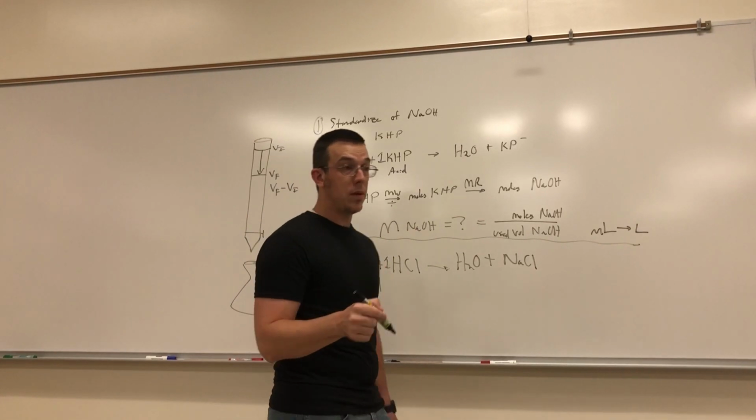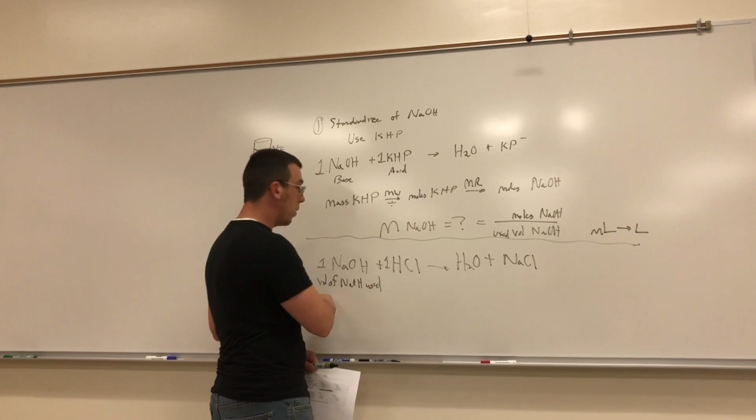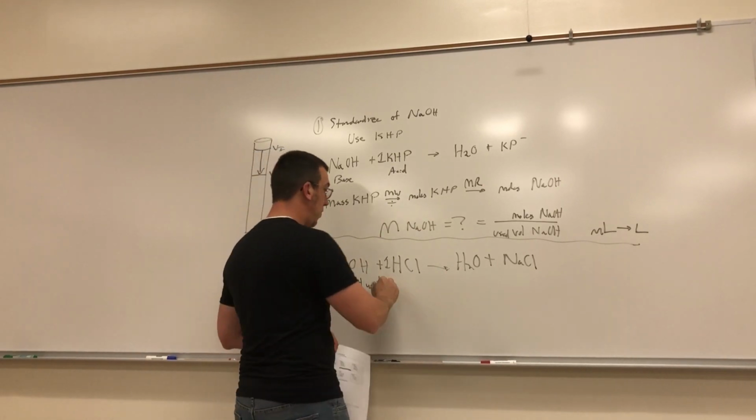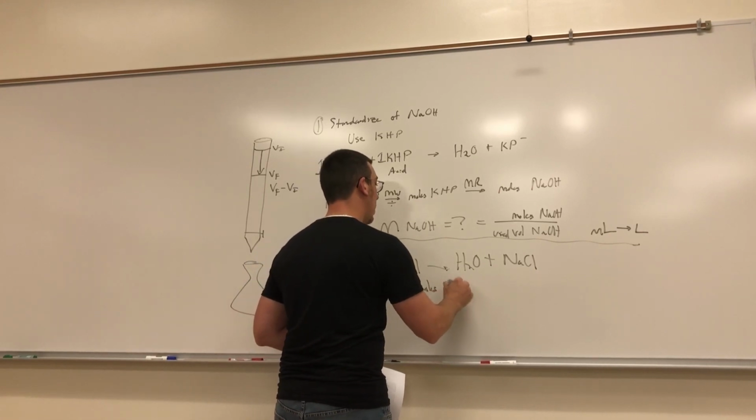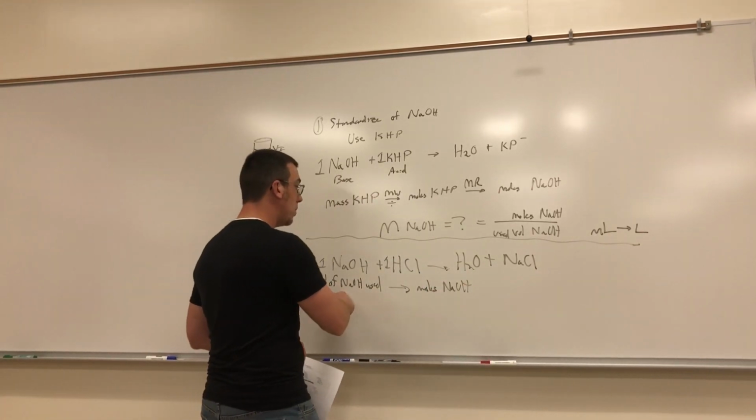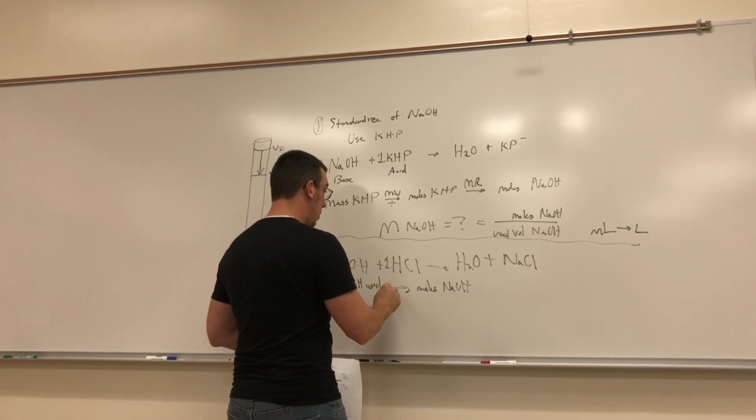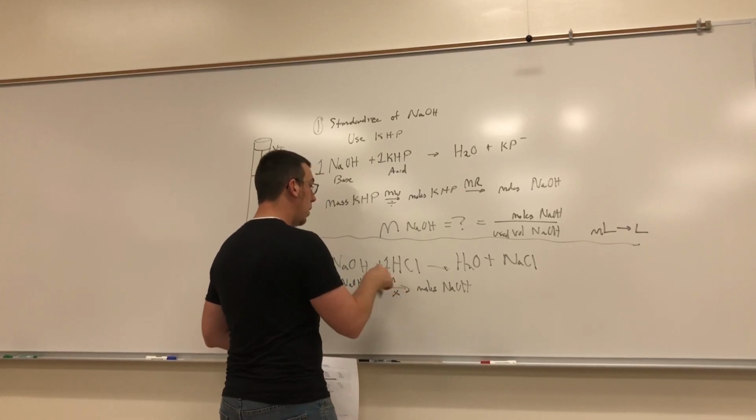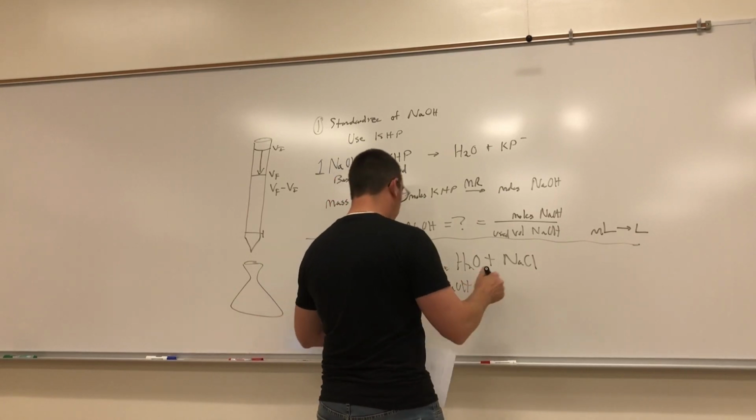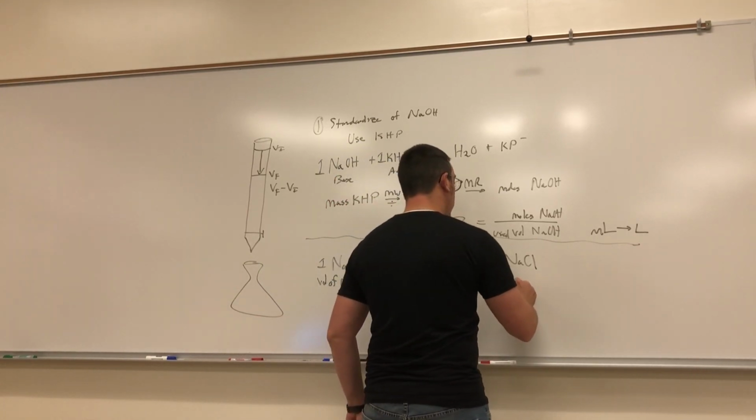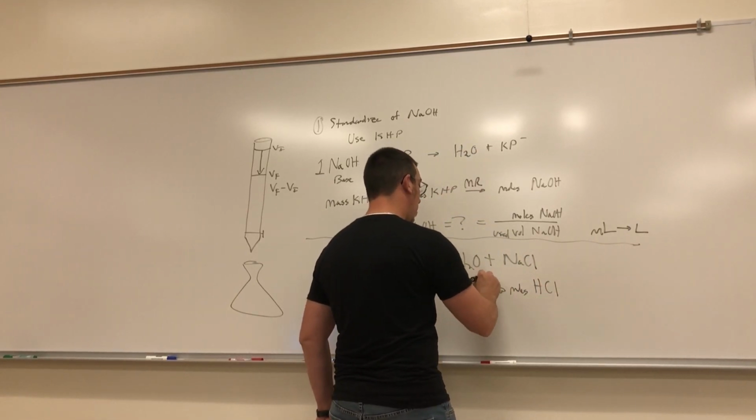This is the difference from the last one: in the last one we used the mass of KHP to figure out the moles. Here we're going to use the volume of sodium hydroxide to figure out the moles of sodium hydroxide. To do this, you're going to have to use the molarity, so we are going to multiply by the molarity of sodium hydroxide. Once we figure out the moles of sodium hydroxide, we can then figure out the moles of HCl. So again, that's the molar ratio.